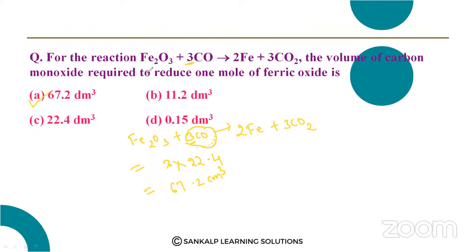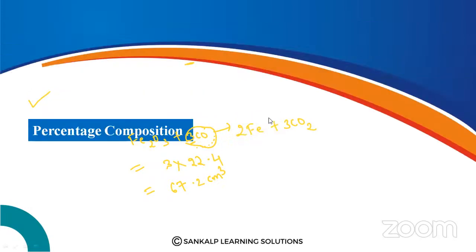You can see clearly from the equation itself: for 1 mole of ferric oxide to be reduced, it requires 3 moles of carbon monoxide. So you just have to multiply. 3 into 22.4 gives you 67.2. So this is the correct answer. So we'll go for the next.